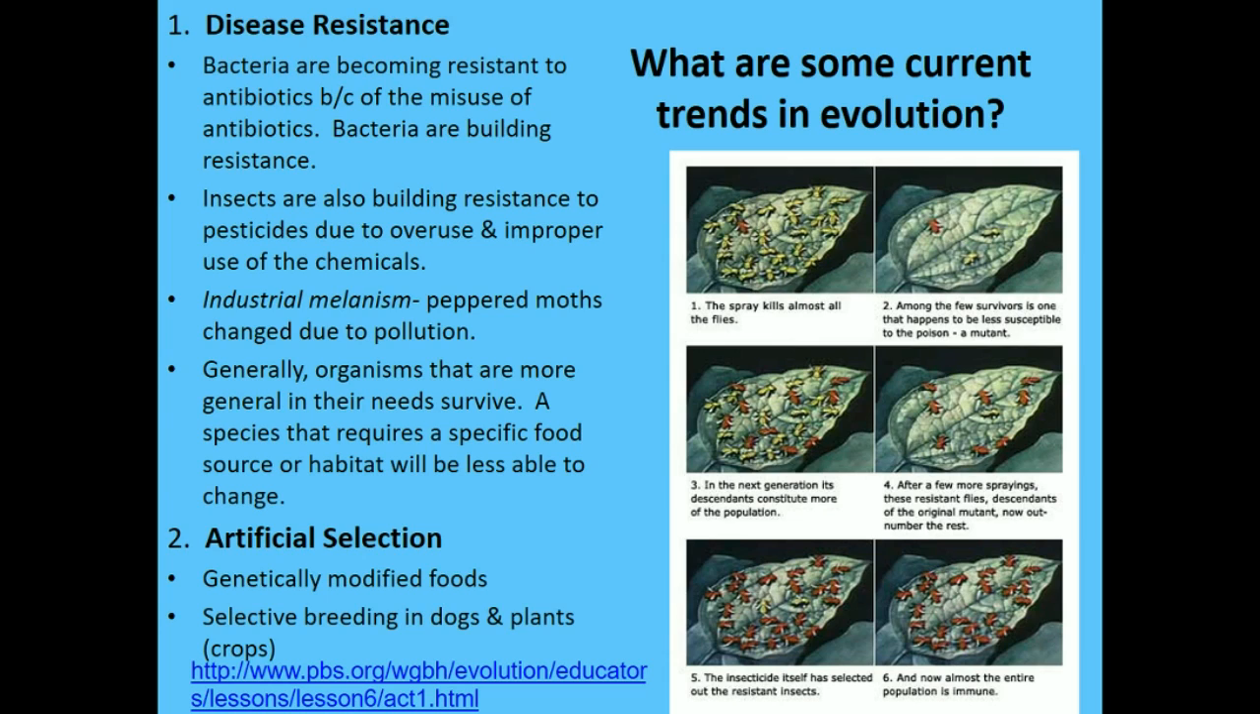Also with food, we are modifying food. We are genetically going in and making crops hardier. We're putting in things to make them survive better in certain conditions. We're making them immune to our pesticides. We're also selectively breeding things. So these are ways that either we're causing evolution or evolution could be happening in current times.